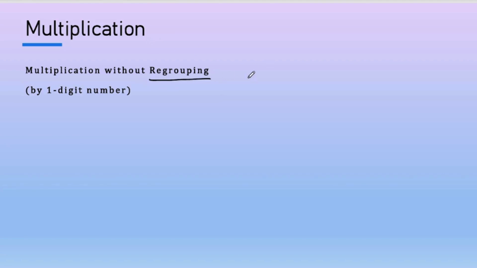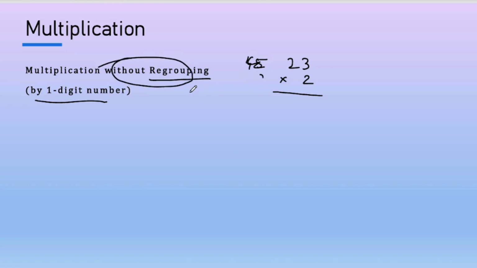Multiplication without regrouping. यहाँ भी carry forward the concept होता है, वो हम लोग देखेंगे. But let's do this multiplication without regrouping by one digit number. Let's say you have to multiply 45 with single digit number. This is a single digit number. Or let's take another example. You have 23 multiplied by 2. I have taken this second example, another example, because we are doing it without regrouping. When we do this with regrouping, then this example will be handy.